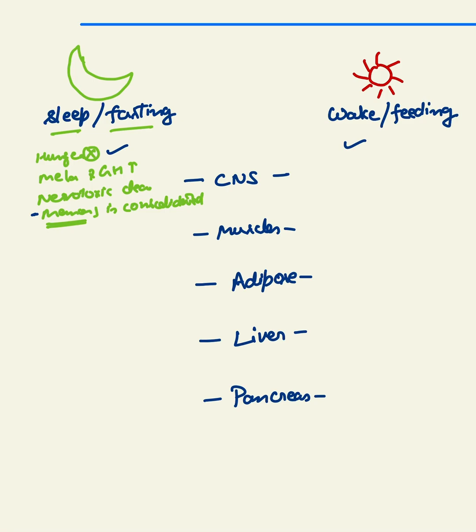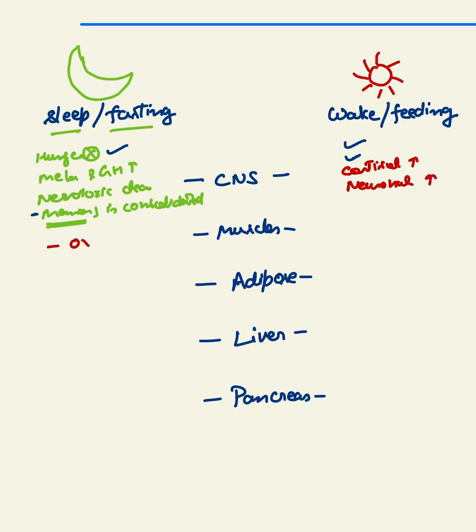There is foraging behavior, that is to accumulate, to search for the food, to live. These kinds of behavior get activated. There is cortisol secretion during the daytime, and the neuronal activity gets increased. Now, in the muscles, what does happen?